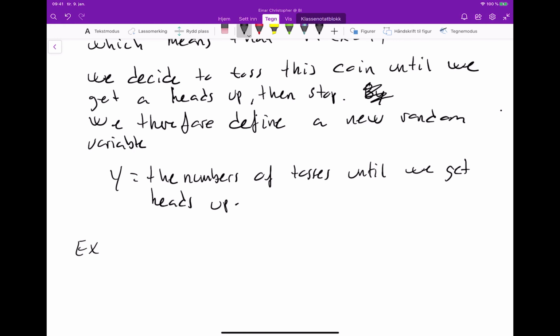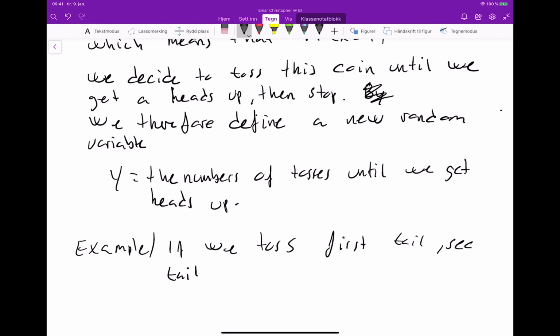So for example, if we toss first tail, second tail, and third head, y would be equal to 3, because we had to toss 3 times before we got a head. Okay.